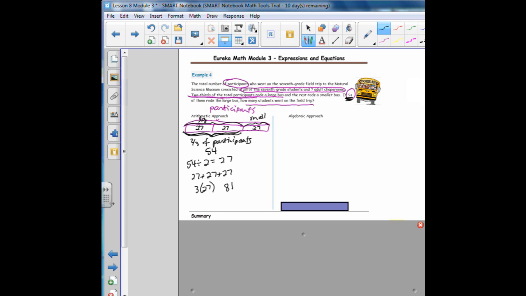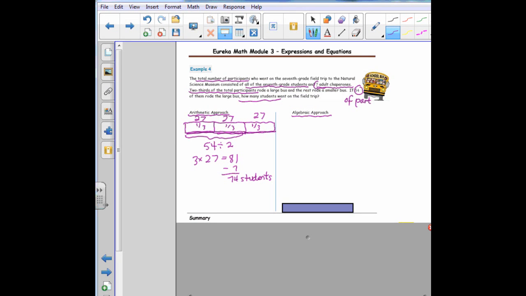And that's the total. So the question was how many students? 81 total. Take away 7 chaperones equals 74 students. Let's solve the problem using an algebraic approach. And I'm actually going to show you two different ways to do this.